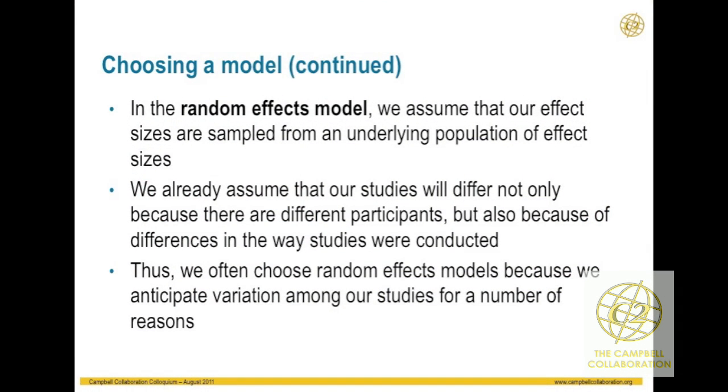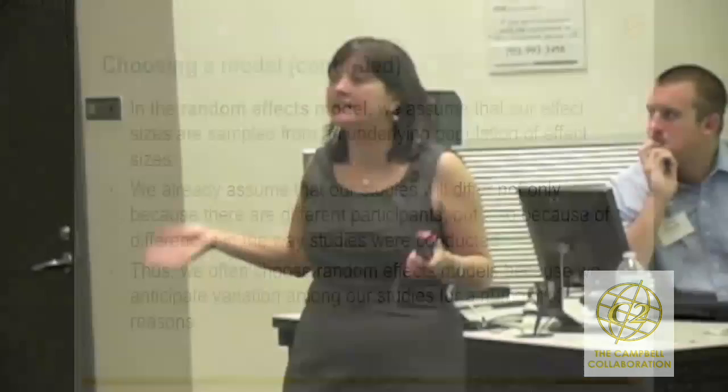If you're here, I'm assuming that most of us are social scientists. We hardly ever see exact replications of studies. And we also know that whatever interventions we're interested in are going to be different depending on who happens to be in the intervention, who's giving the intervention, and the context of the intervention. We know there's going to be lots of variation among our studies for all kinds of reasons, and not just because there are different people in each study.